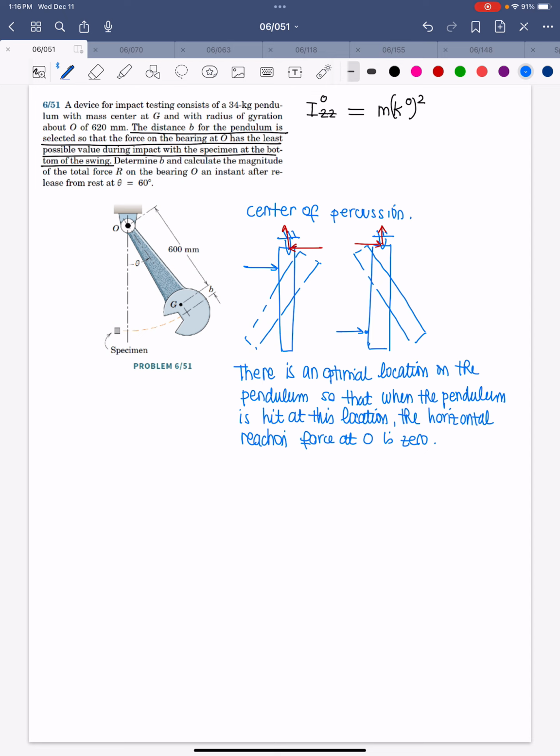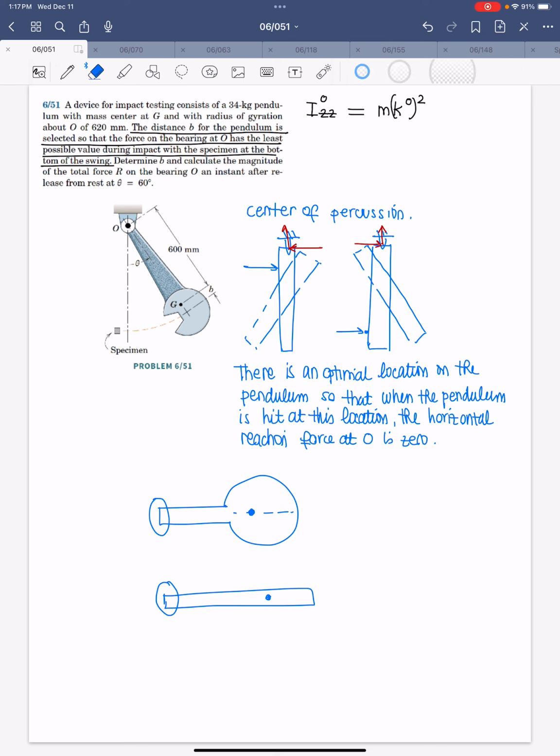in everyday usage. If, for example, you're playing tennis, then you want the ball to hit the racket somewhere so that the reaction force at your hand is minimum, so that the racket does not fall. Same thing for a baseball bat. There's a location on the bat where if the ball hits the bat at this location, the force at your hand, the force that you need to grab the bat with, is going to be minimum.